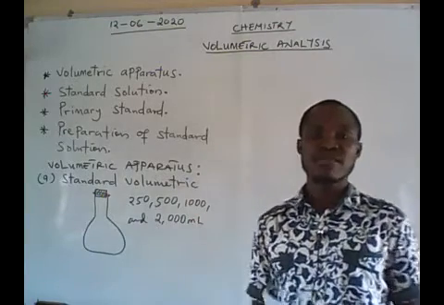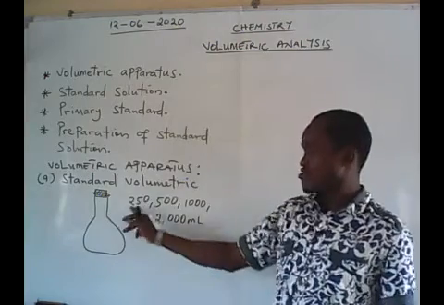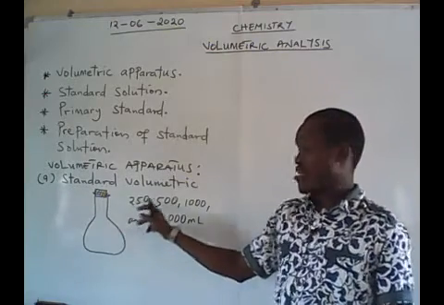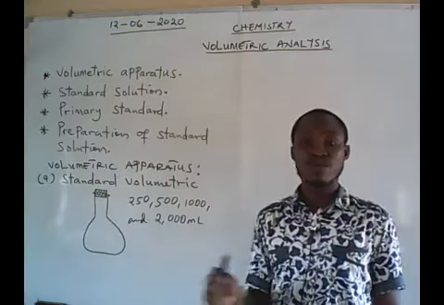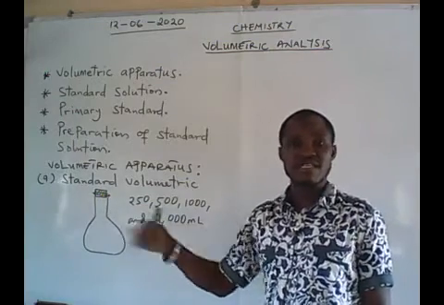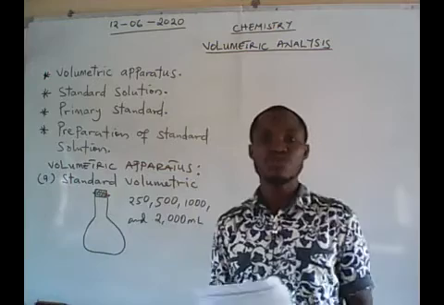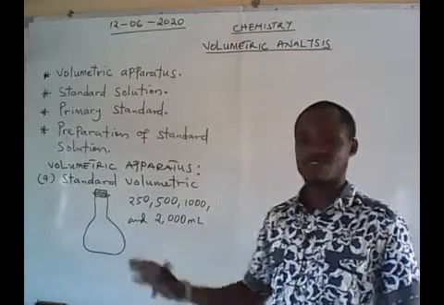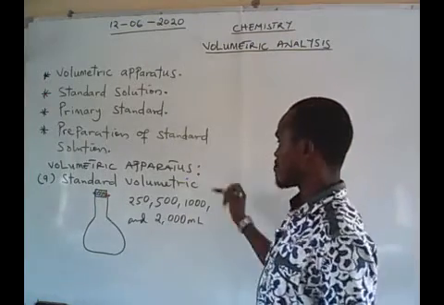So anytime you want to prepare a solution to a specific volume, you can make use of the standard volumetric flask. Is it 250 ml capacity you want to produce of a given solution? You make use of the 250 ml capacity. Is it 500 ml? You make use of it. Is it 1000? You make use of it. Is it 2000? Make use of it. So you don't intend to prepare a volume of 2000 and end up using 250 ml capacity, thereby breaking down the volumes. No, that can lead you to error. So what you do is go straight and make use of the 2000 ml capacity without any problem. That is for the standard volumetric flask.